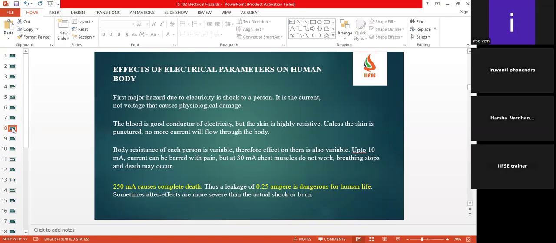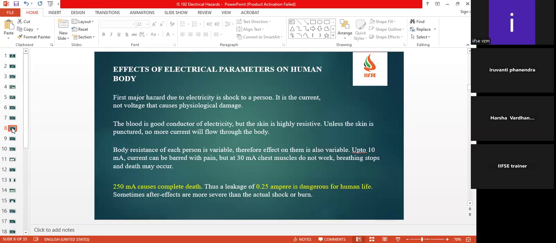The current can bear with pain, but at 30 amperes, chest muscles do not work, breathing stops, and death may occur eventually. So up to 10 milliamperes. I think if I'm not wrong, the leakage of 0.25 ampere is dangerous for human life itself. 250 milliamperes causes complete death. 0.25 amperes, which means the same, dangerous to human life.